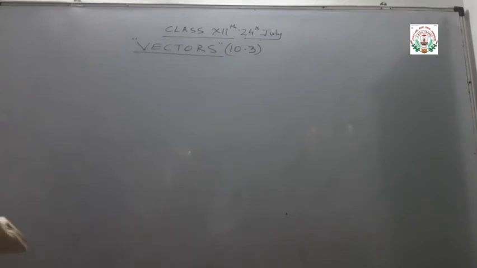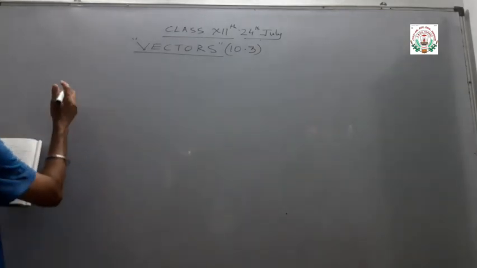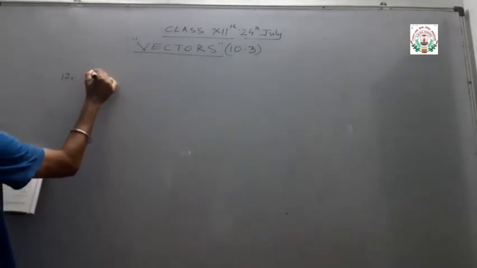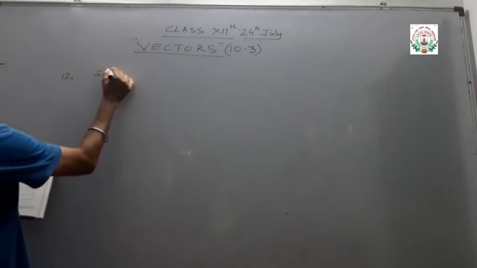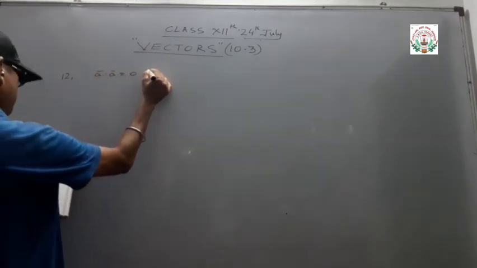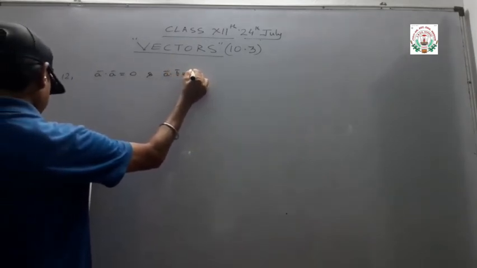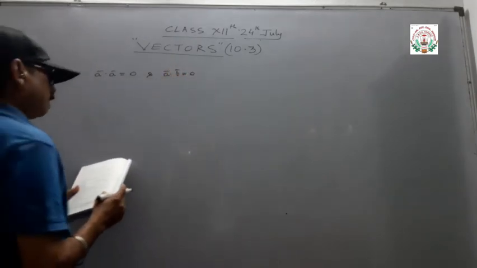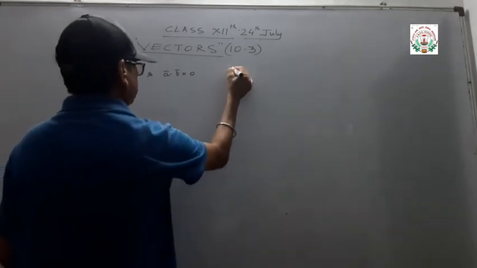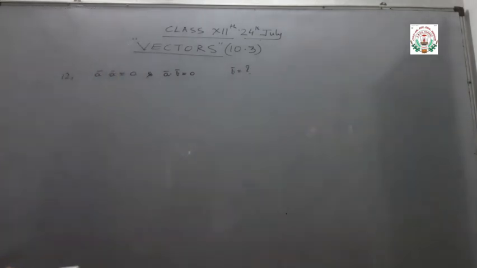Question number 12. A dot A is equal to 0 and A dot B is equal to 0. What can we conclude about the vector B? तो vector B के बारे में हम क्या बोल सकते हैं?